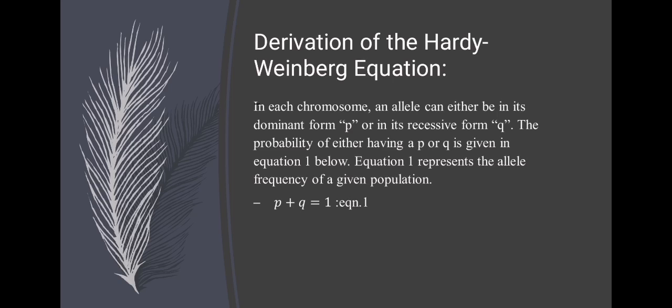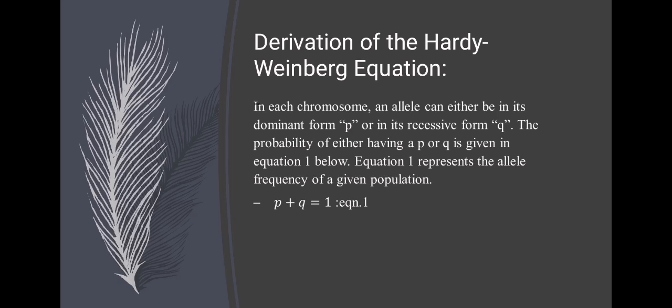So how did they come up with this kind of equation? In each chromosome, an allele can either be in its dominant form, which is letter P, or in its recessive form, which will be annotated as letter Q. The probability of having either a P or a Q is given in equation 1 below, which is P + Q = 1. I'm so sorry, this is not a negative; this is just some sign to show that P + Q equals 1.